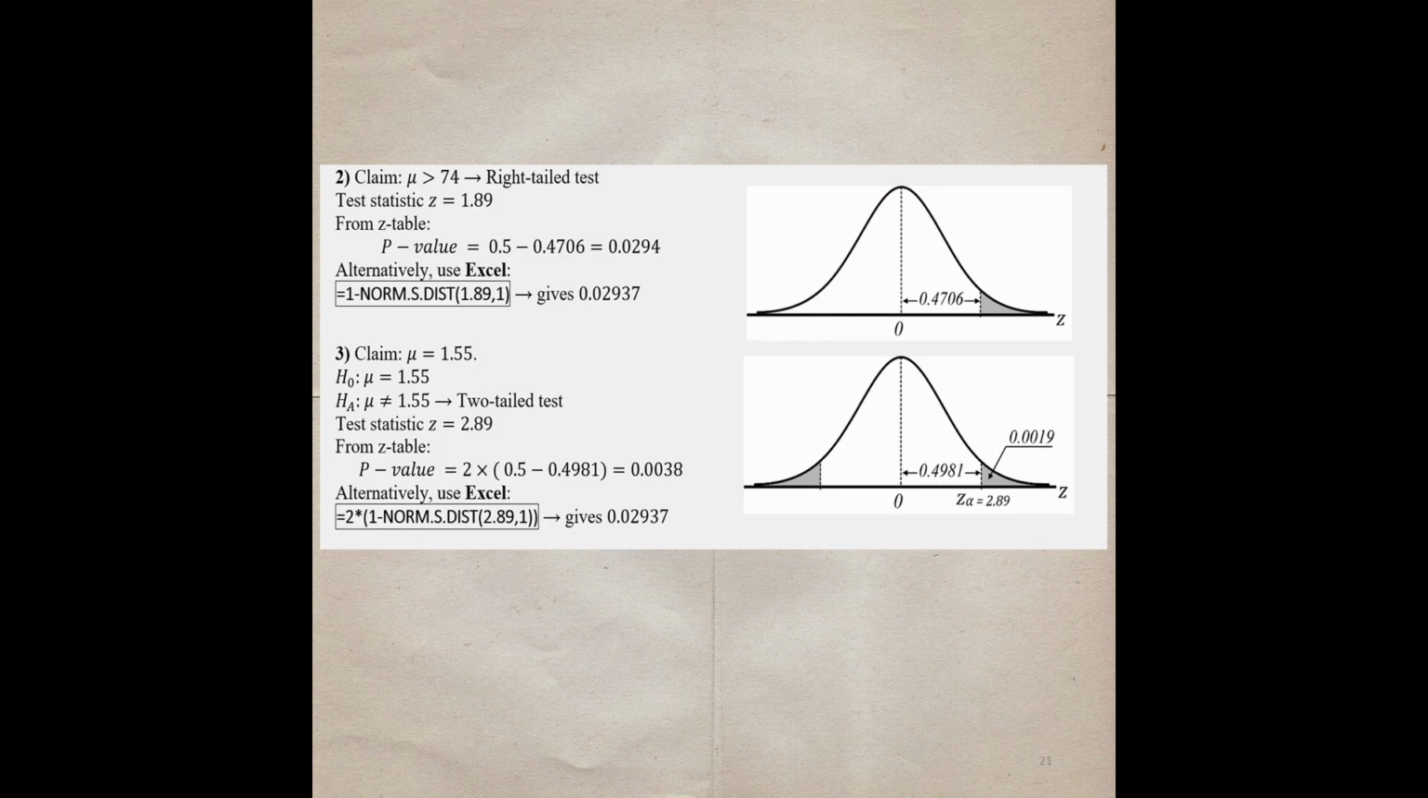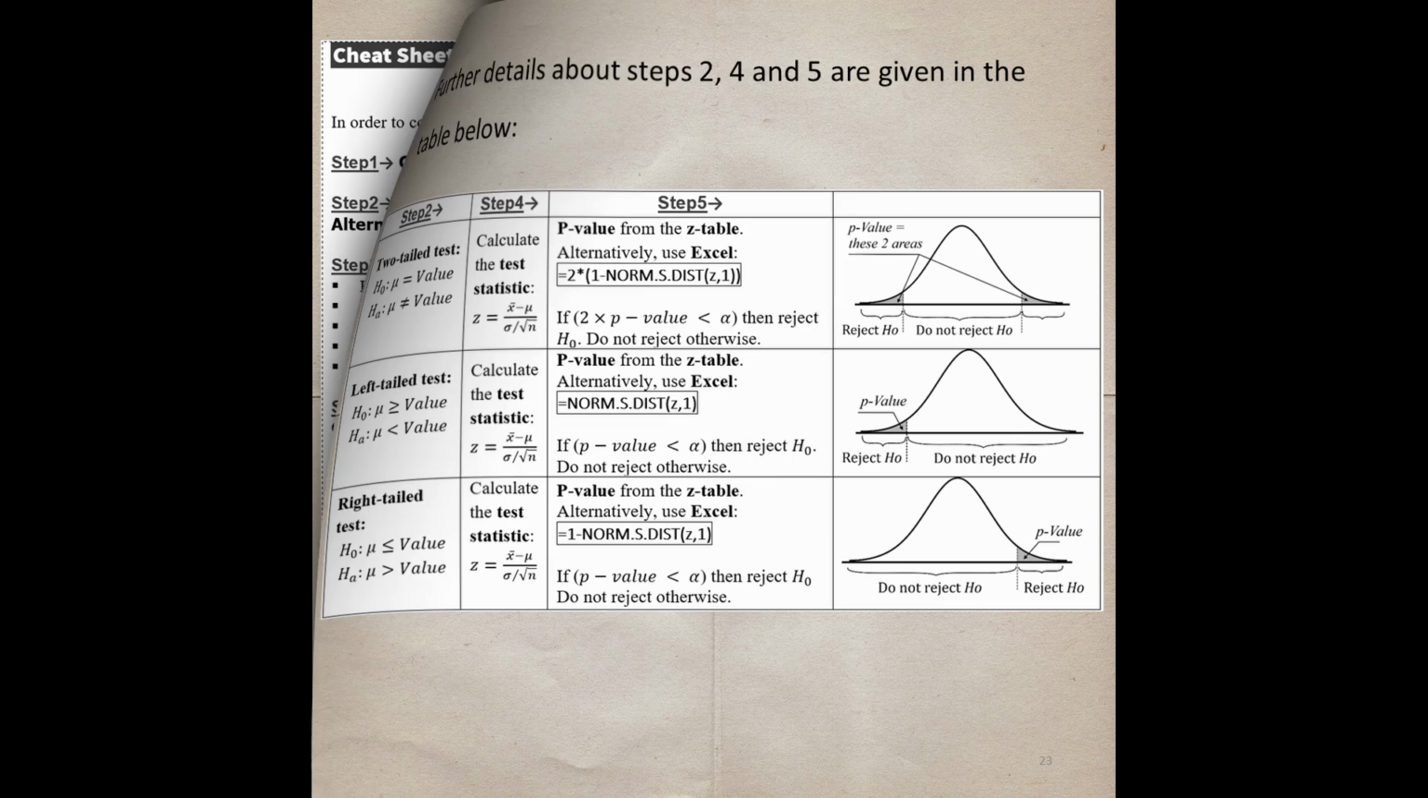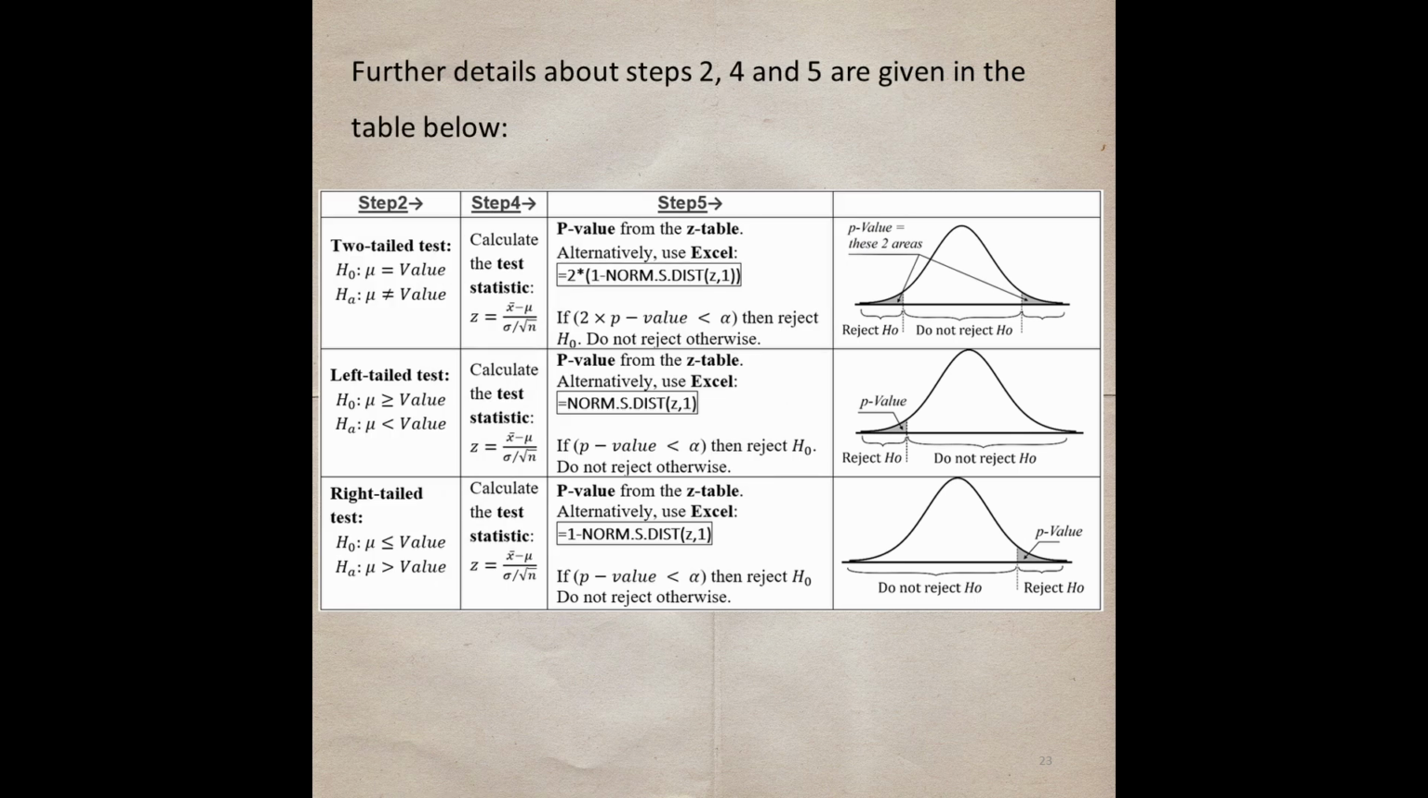Follow the same step-by-step procedure as shown in the following slide for the right-tailed and the two-tailed tests. This cheat sheet shows an update of the hypothesis test that uses the p-value approach. Notice that Step 5 uses the p-value instead of the critical value. Otherwise, the rest of the cheat sheet is the same as before. This table shows further details about Steps 2, 4, and 5 in the cheat sheet. Pause the video for a few moments and have a look at it.